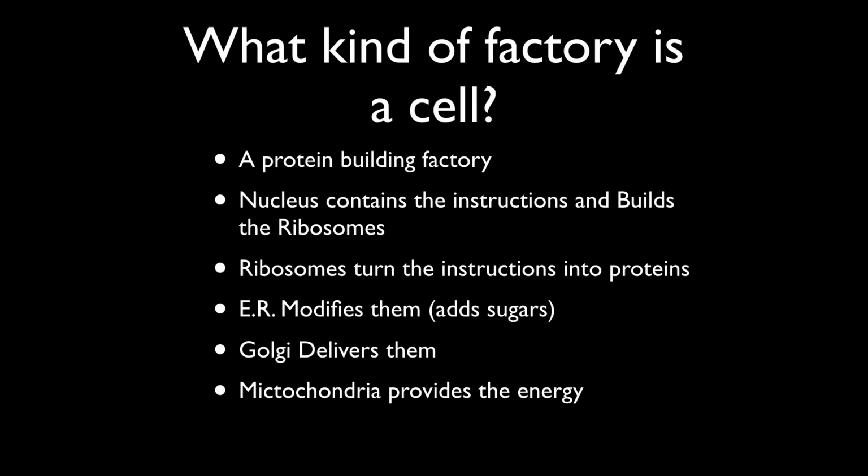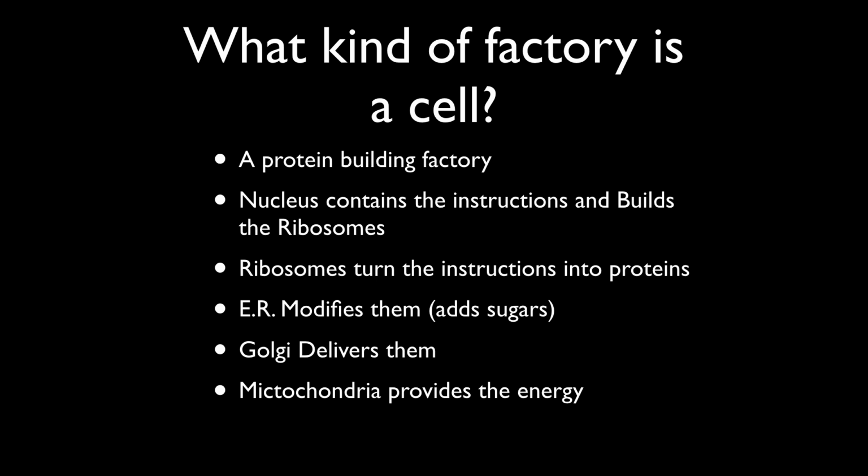So we started out this by saying that cells could be thought of like a factory. And I said the factory would be putting out a product we'd call life. In reality, to put out life, you have to build proteins. So you can also think of a cell as a protein building factory. The nucleus contains instructions, and it makes the ribosomes that can put those instructions into work. Those ribosomes turn the instructions into proteins.